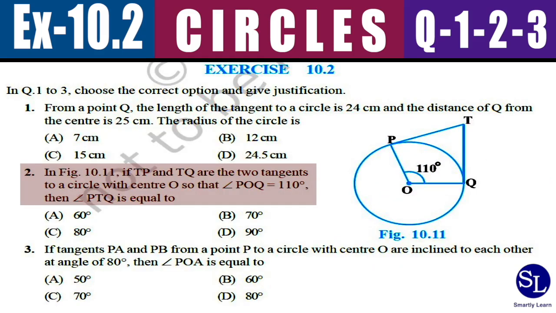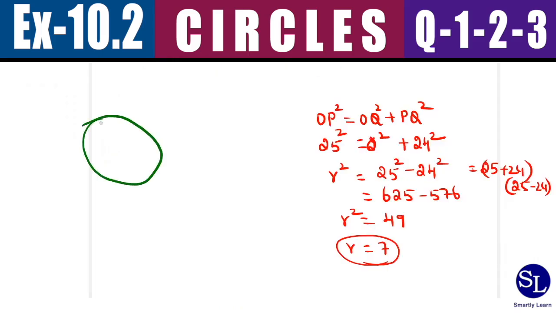Now let's move on to the second question. For the second question, they have given the figure. If TP and TQ are two tangents to a circle with center O, so that angle POQ is equal to 110, then find angle PTQ. Let's recapture the diagram once again for our reference. We're just drawing a circle, and from an external point we mark T. This is the center O, and these are marked as P, Q, and this is T. POQ is marked as 110 for us. So this angle is 110.